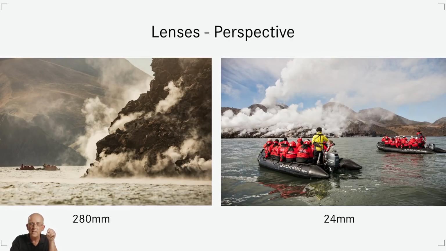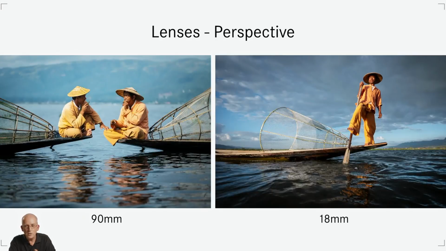Now I've got small Zodiacs and a large lava field taken from the same place. So it just goes to show how telephoto and wide-angle lenses change the relationship of subjects relative to one another, which is what perspective is, of course. That defines perspective: the relationship of things in the frame.